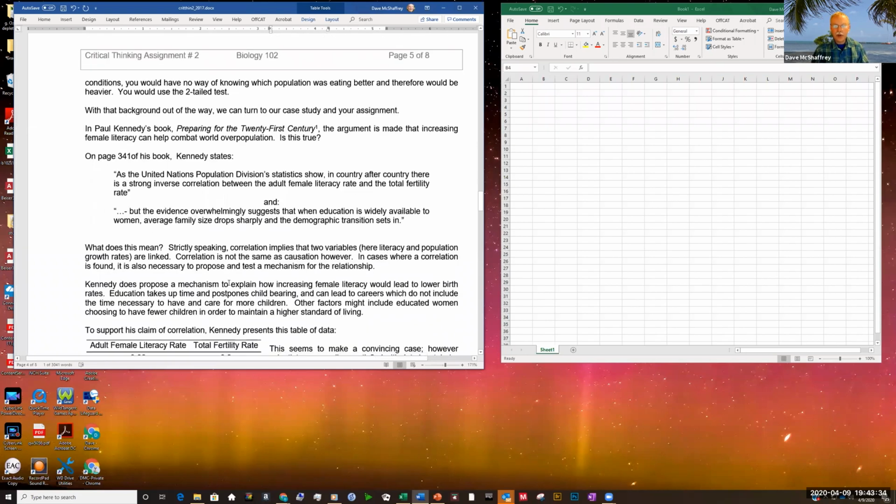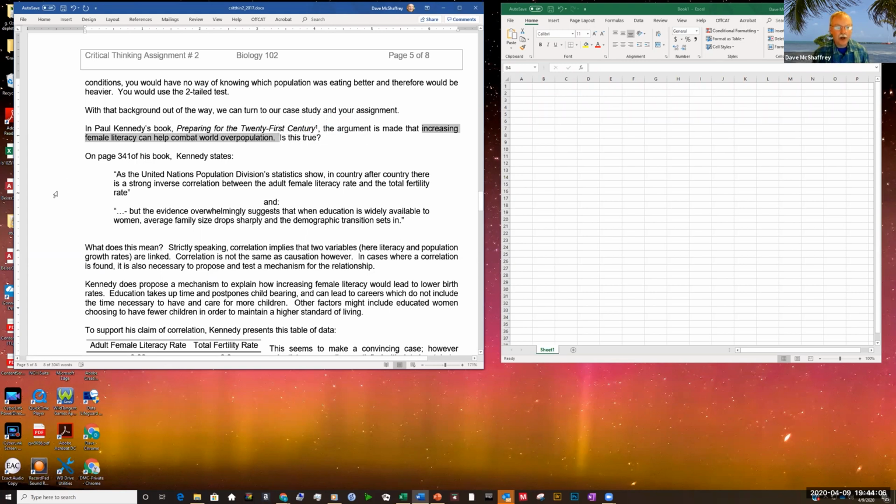So let's turn to the assignment itself. Okay, there's a book by a guy named Paul Kennedy called Preparing for the 21st Century. Now, he wrote this in the 1990s, so we're well into the 21st century, but his basic argument is still being used today. And his argument was that increasing female literacy can help combat world overpopulation. And what we want to do is look at this statement critically. Okay, we want to see, is that true from a critical sense?